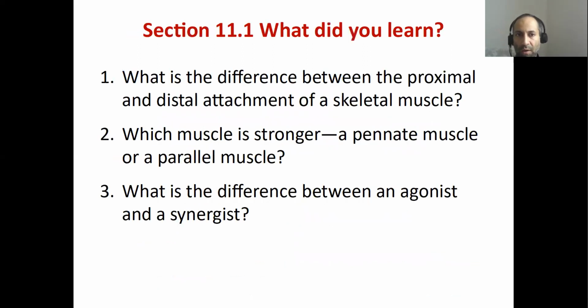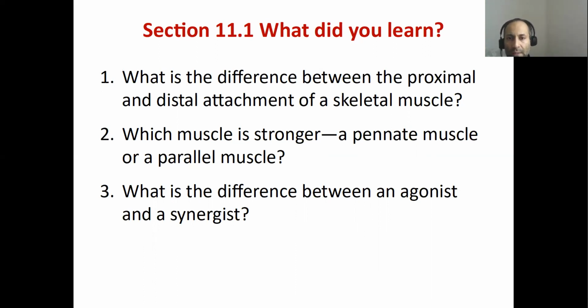they act synergistically. Okay. So what is the difference between the proximal and distal attachment of a skeletal muscle? The proximal refers to something that is closer to the attachment, right? And in terms of muscles, the proximal attachment of the muscle, if you're talking about the axial muscles, is usually more movable. So that would be considered the insertion. In appendicular muscles, which apply to arms and legs, the proximal attachment is usually the origin. So that doesn't move as much. All right. So that's the difference between proximal and distal attachments of a skeletal muscle.